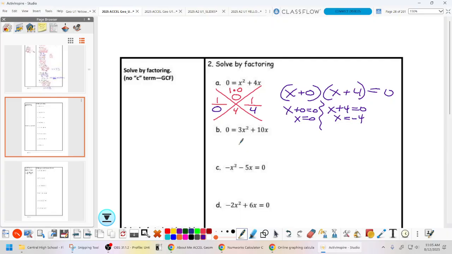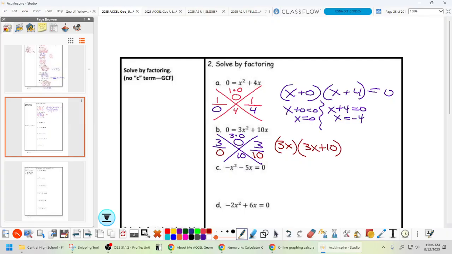I want to show you how that breaks down here. If we set up the star, again, c is 0, so 3 times 0 is 0, b is 10, a is 3. Same weird question: are there factors of 0 that add up to 10? That's 0 and 10. We get 3x plus 0, which this time I'm just going to write as 3x, because that 0 doesn't need to be there, times 3x plus 10. Does everybody agree this comes from this?